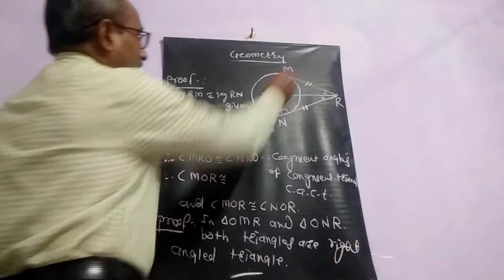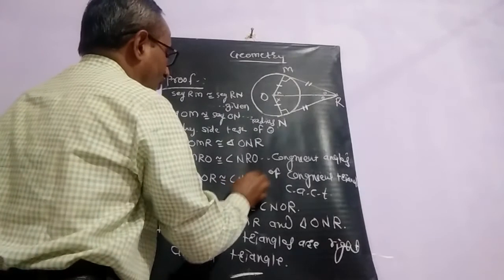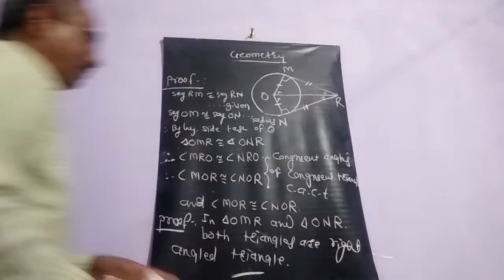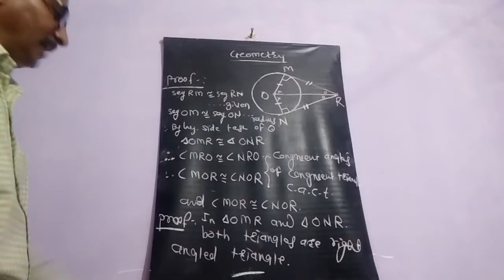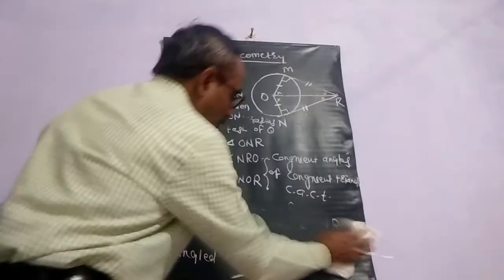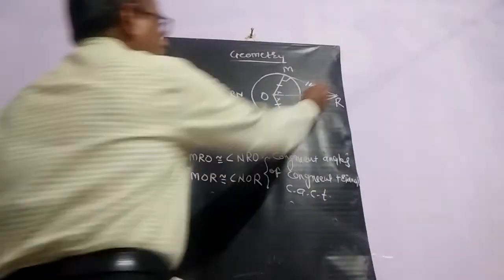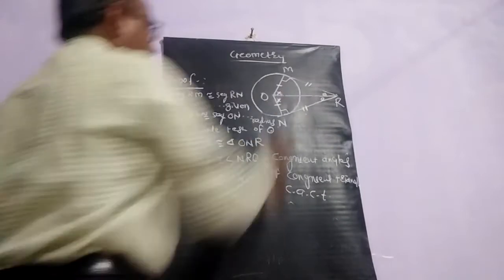MOR congruent, NOR. Both statements have the same reason: congruent angles of congruent triangles. Here, if both the triangles are congruent, then both the angles are congruent.